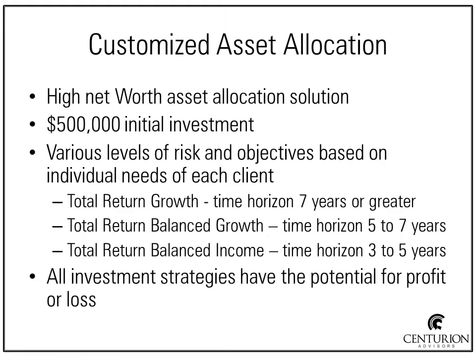Each client has a different risk profile, and therefore each client's portfolio looks a little different, but we have sectioned off 3 levels of risk that the portfolios will fall into. The first is total return growth, which has a time horizon of 7 or more years. The second is total return balanced growth, which has a time horizon of 5 to 7 years. And the last is total return balanced income, which has a time horizon of 3 to 5 years. All investment strategies have the potential for profit or loss.